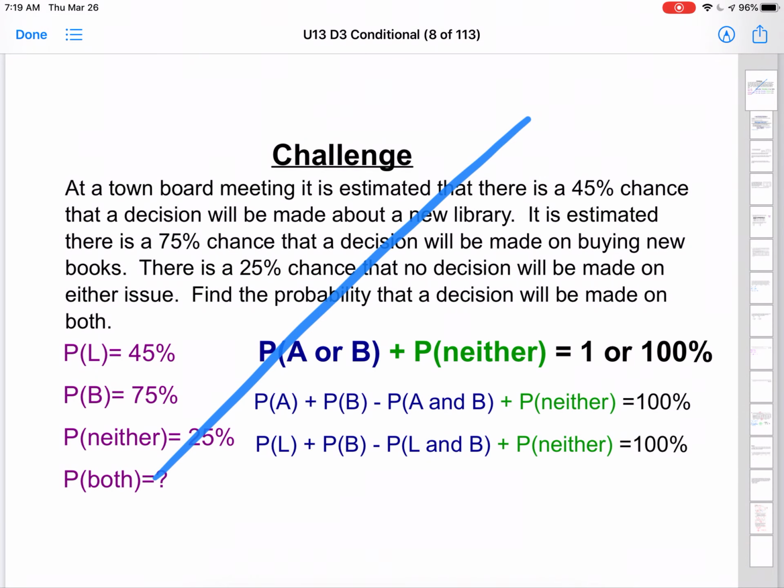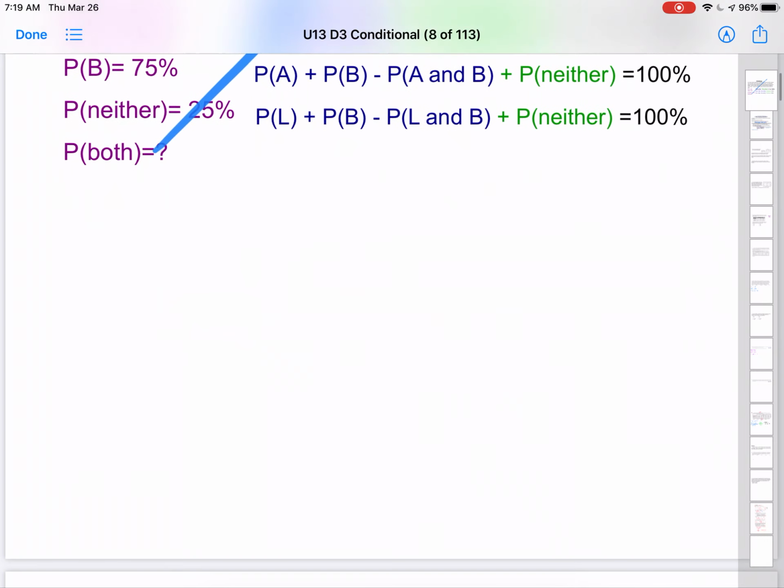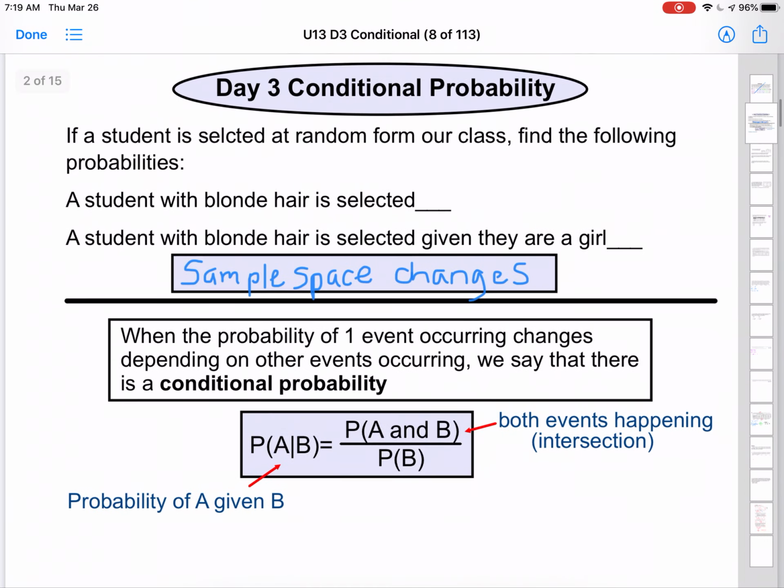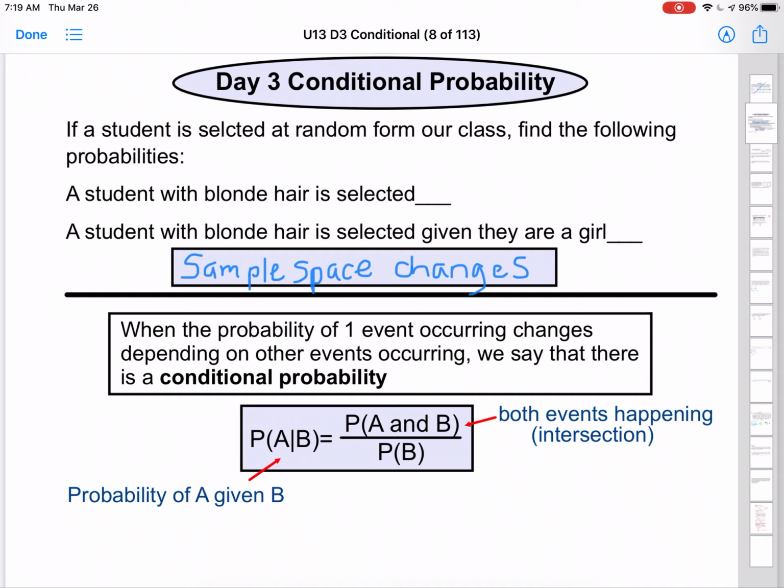Okay, guys, here we go. Day 3, conditional probability. We're not going to do this challenge, so you can get rid of that. Let's jump right into all of this. Hopefully you were able to print the notes, or you're just going to copy and pause as we go.